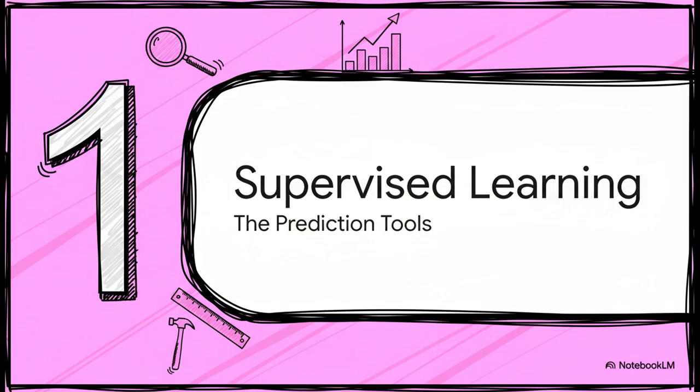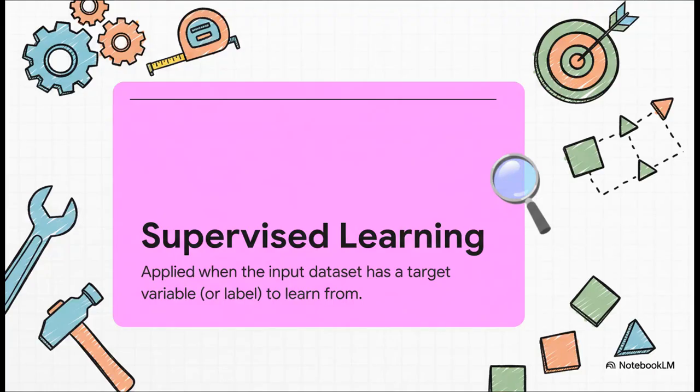All right, so let's go ahead and pull open that first drawer. This is our supervised learning section. I like to call these the prediction tools. These are what you reach for when you have a really specific question you want answered. Something like, what's going to happen next based on everything that's already happened? Now, the magic ingredient here is something called labeled historical data. And that's just a fancy way of saying you've got a data set where you already know the right answers.